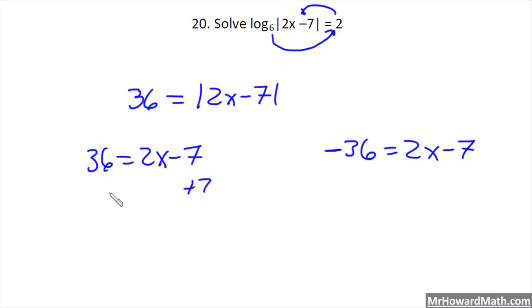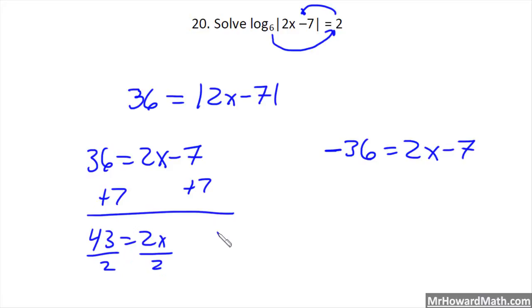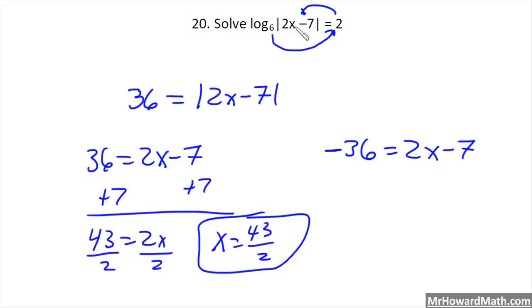So if I add 7 here, I get 43 equals 2x, divide by 2, and I get x equals 43 over 2 as a solution. That one is acceptable. It doesn't matter what value of x, positive or negative, I put in here, this absolute value will flip it to positive, and therefore I am taking the logarithm of a positive number no matter what. So that solution of 43 over 2 is acceptable.